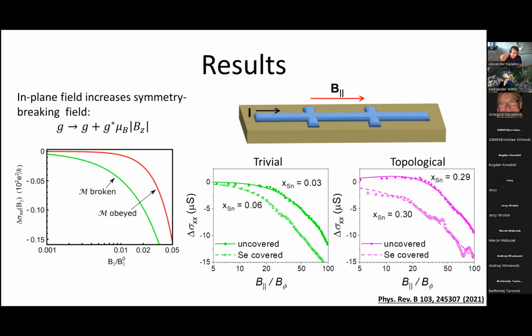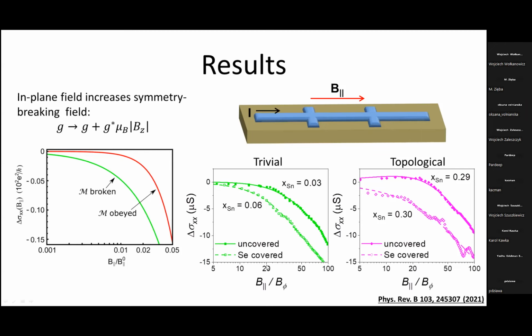Further confirmation of the theoretical considerations we get by measuring weak antilocalization as a function of a parallel magnetic field. Calculations show that mirror symmetry breaking is translated to some additional magnetic field contribution. So it means that in the mirror symmetry broken case, weak antilocalization is destroyed faster compared to the case where mirror symmetry is obeyed. And indeed, we saw it in experiment.